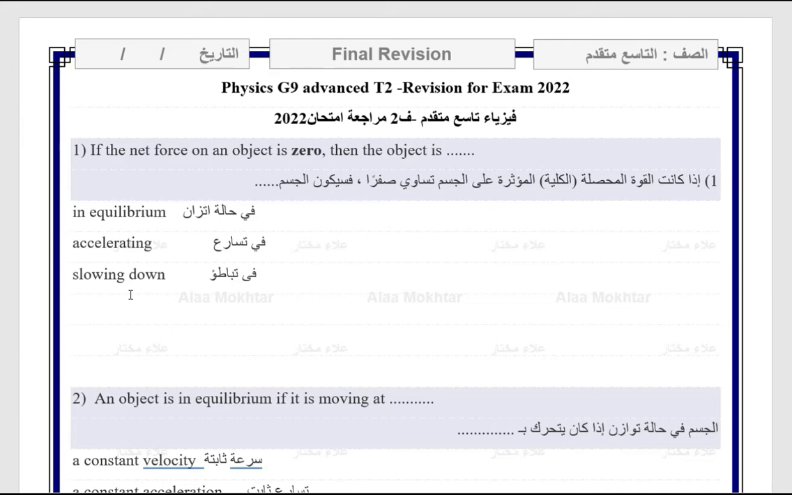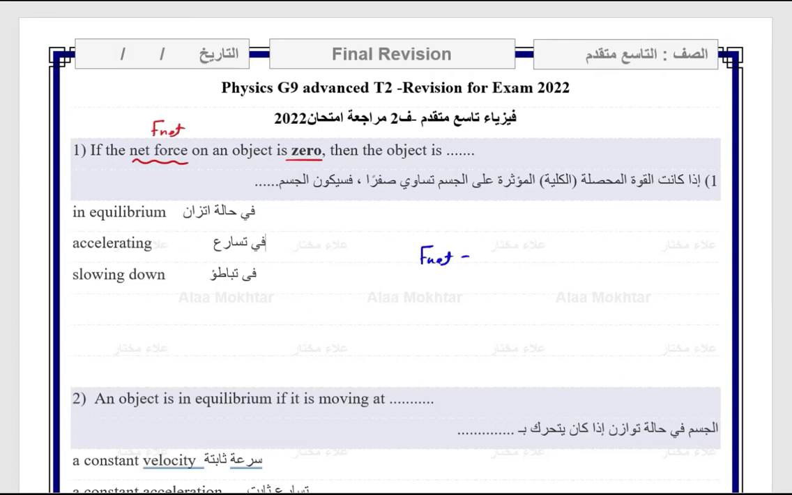We return together, God willing, to Physics for Grade 9 Advanced. Question number 1. If the net force of an object is 0, then the object is... F net, net force. If the F net is 0, what do you think?